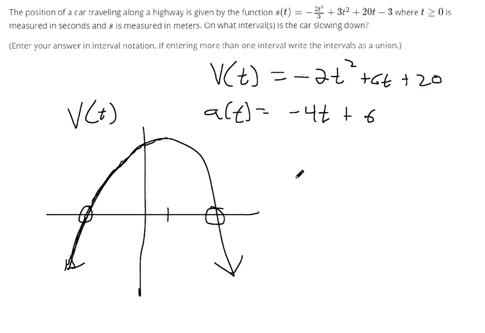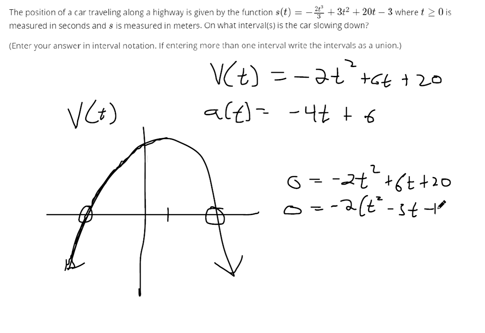So let's start with v of t. We want to find out where it crosses the x-axis, so we want to set that equal to 0. And then if you factor out the negative 2 from everything to keep the leading coefficient positive, and then continue factoring to help you solve, that's t minus 5, t plus 2. So we get two places at t equals negative 2 and t equals 5. So that's the place where the car starts going backwards again.